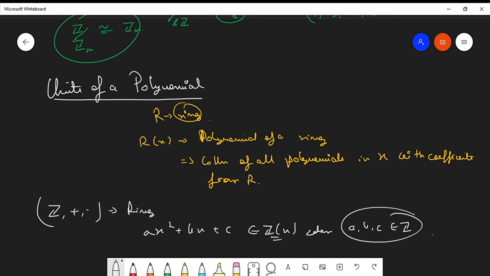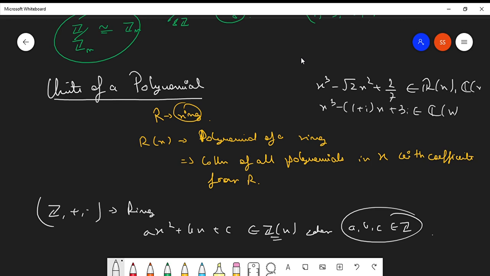In the same manner, suppose you have x³ − √2 x² + 2/7. Here you have real coefficients, so this belongs to the R[x] ring, the polynomial ring of the real numbers. Similarly, if you have x³ − (1+i)x + 3i, this will belong to the complex polynomial ring. It also belongs to the complex set because real numbers belong to the complex numbers.